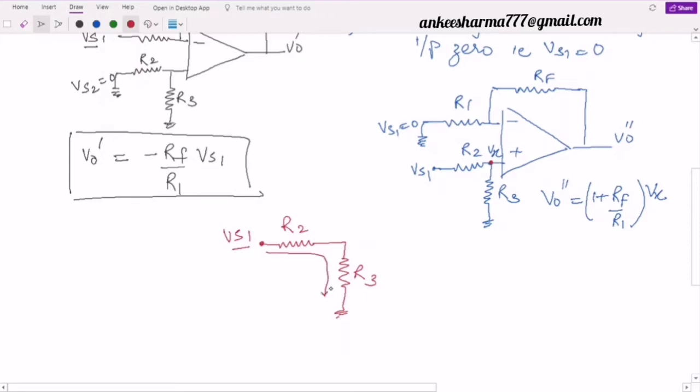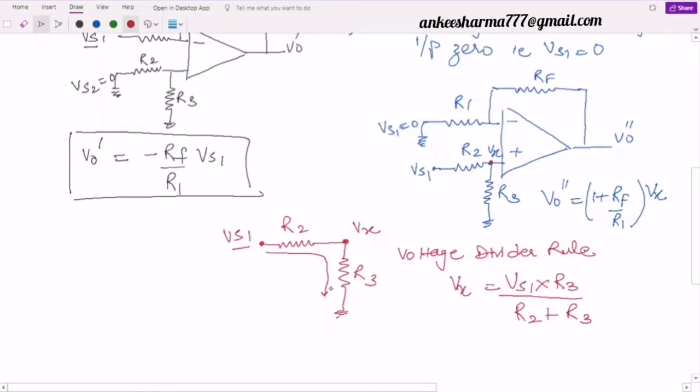It means it will be divided across these two resistors R2 and R3. It means if I have to find the voltage across a single resistor R3, I can simply apply my voltage divider rule. So using the voltage divider rule, I can directly write that Vx will be equal to the total voltage Vs1 into the resistor across which I have to find the voltage, that is R3, divided by the sum of these resistances, R2 plus R3. Now this is the case to find the value of Vx. It means by simply substituting this value in the V naught double dash equation, I can find the final value of V naught double dash.